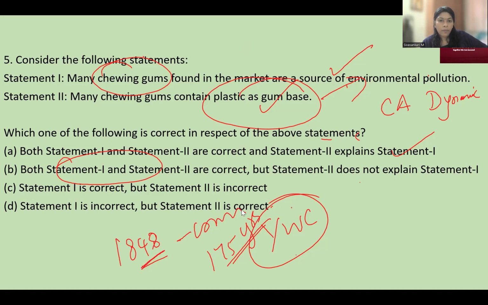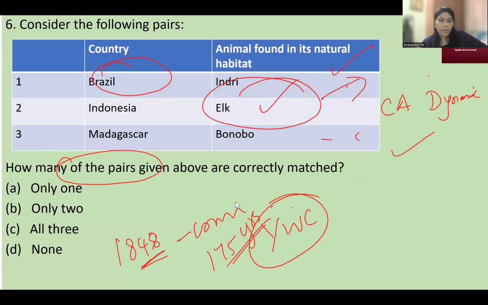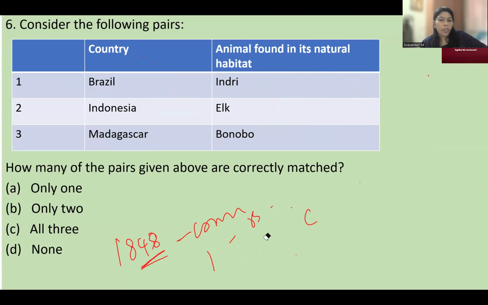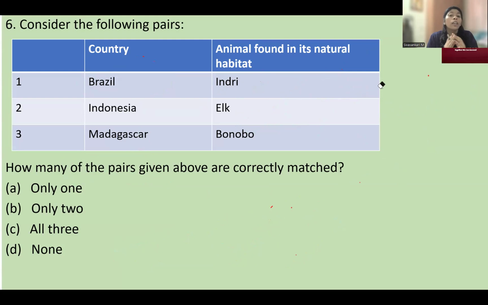See this. Consider the following pairs. And they have given a country and the animals found in its natural habitat. So don't tell me, madam, this is very new, I have not heard anywhere. No, already even in my classes, I have said about this type of pattern. It is repeated again and again.